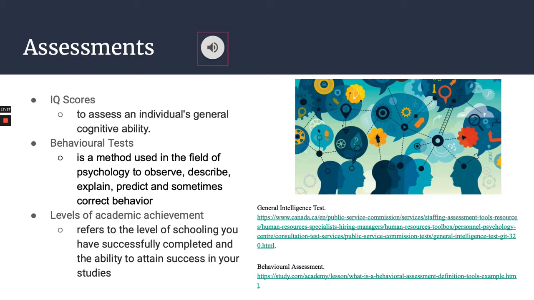It is a method used in the field of psychology to observe, describe, explain, predict, and sometimes correct behavior. The last one is levels of academic achievement. This refers to the level of schooling you have successfully completed and the ability to attain success in your studies.